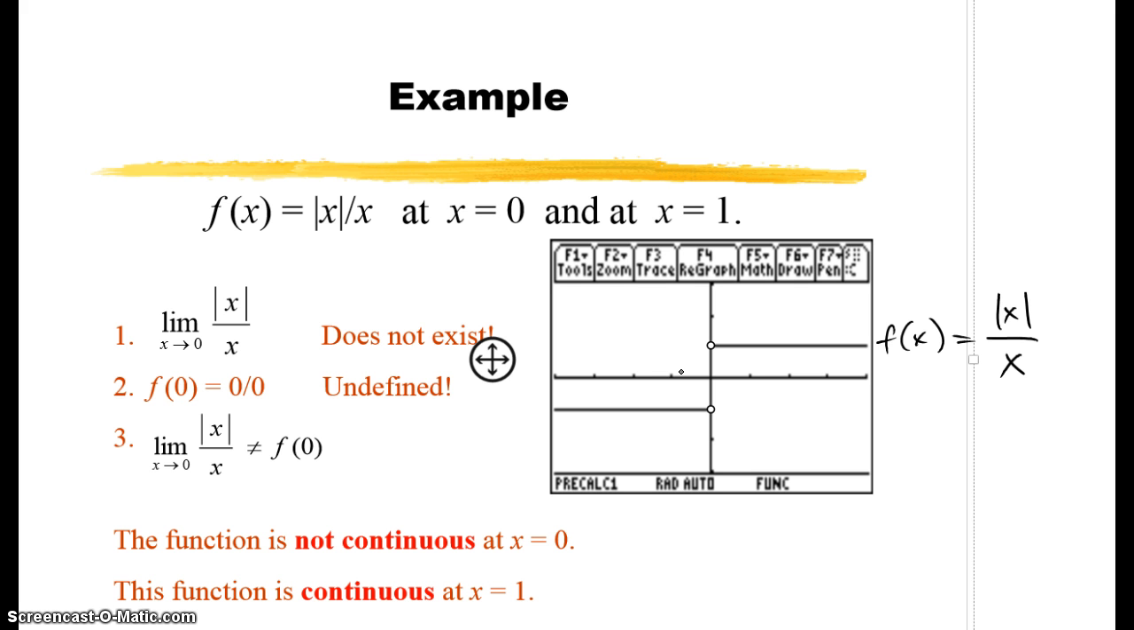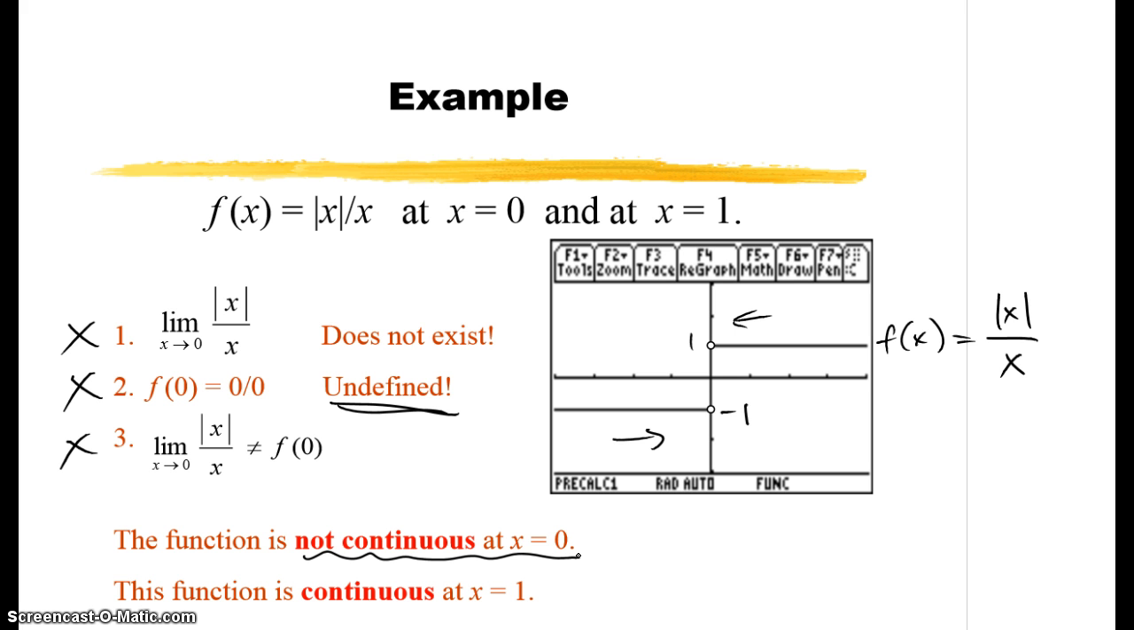Notice, f of 0 is undefined. At 0, this function is undefined because you get 0 over 0, and that's undefined. Not only that, the limit itself does not exist because the limit from the left is -1. The limit from the right is +1. So the limit at 0 does not exist. So both conditions 1 and 2 fail. Obviously, condition 3 fails. We just need 1 to fail, so we know the function is not continuous at 0.